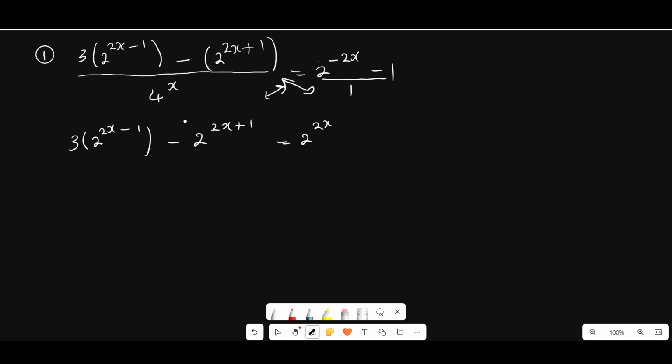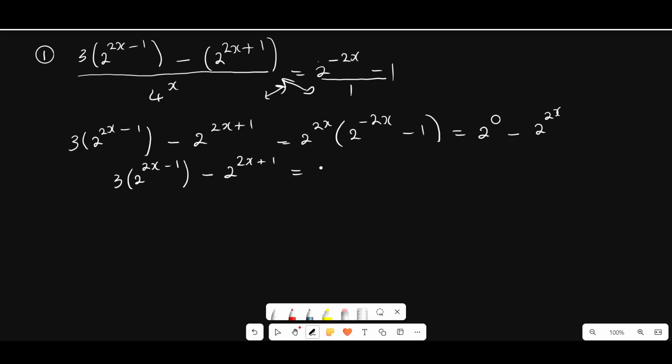Remember, whenever you're dealing with exponents, you always want to change these into prime factors, factors of prime numbers. So this one will be 2 negative 2x and then minus 1. If you distribute this inside, that will be 0, because if you multiply the same bases, you add the exponents, that will be 2 raised to the power 0 and then minus 2x. So here you can see we have 2x minus 1, then minus 2x plus 1 is equal to 1 minus 2x. I hope that makes sense.